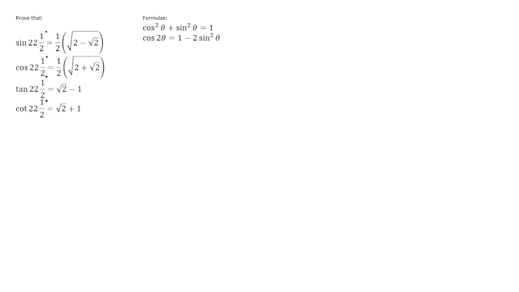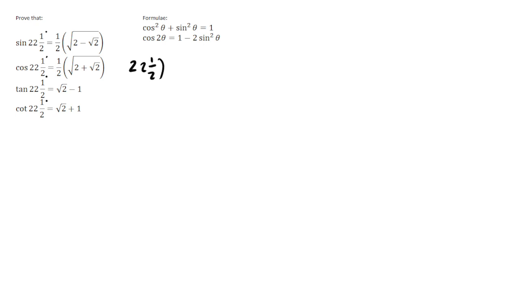To prove all these, we'll need to use these two formulae and some well-known trig identities, like sine 45 is root 2 over 2. We're going to use something like those. So let's get started.